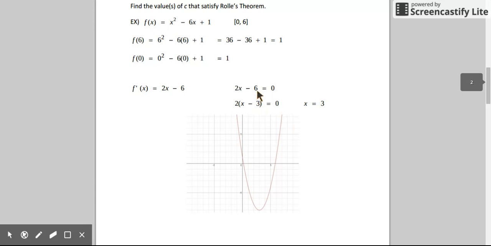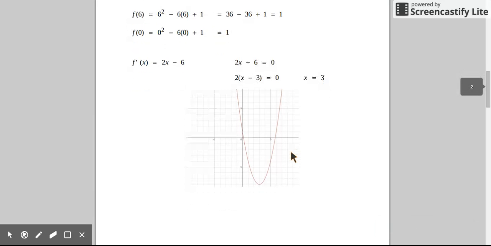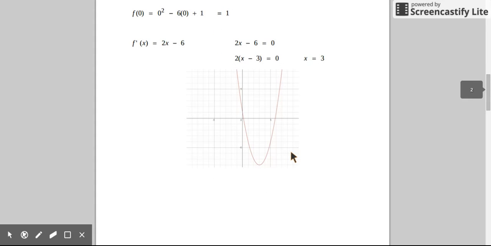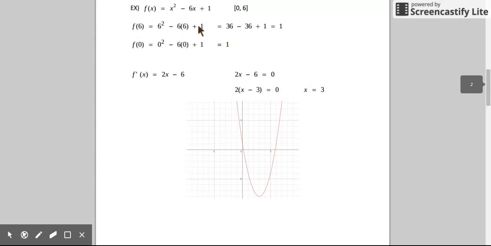So by solving the derivative, I can see that something is happening at x equals 3. We could use our knowledge of a quadratic. We know this parabola opening up, so I must have a minimum value happening at this horizontal tangent line. So at x equals 3, I have a minimum, and we could plug that into our original function to find the value of that minimum. But not necessary in this example. We're just guaranteeing that Rolle's theorem applies, and then finding the point at which extrema is happening.